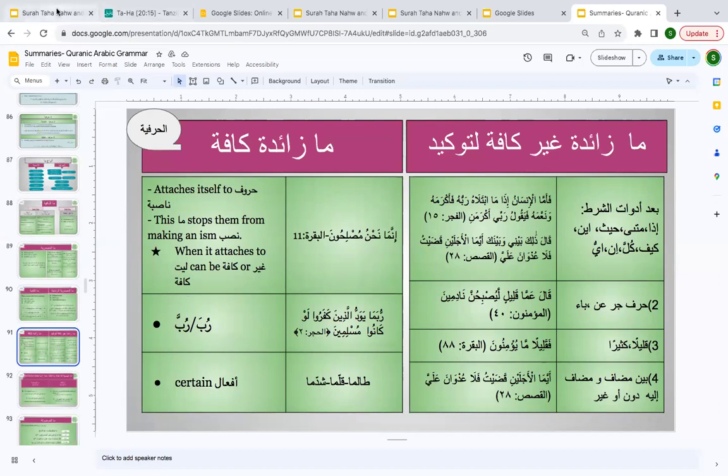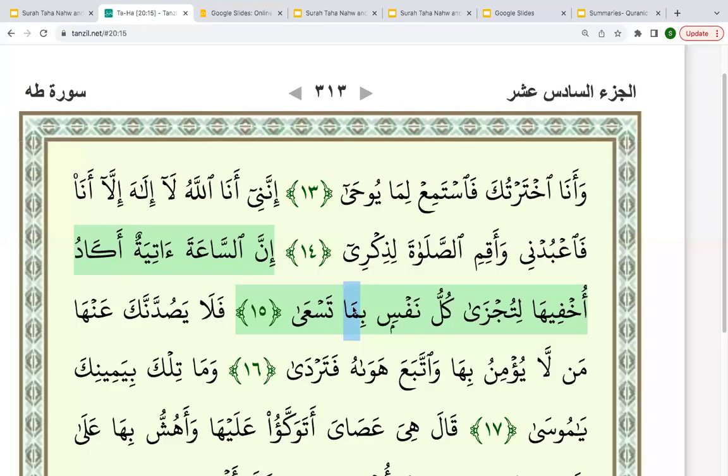Okay. So now tell me, after you have reviewed your ma zaida ghair kafa, and you have also seen a slide for ma zaida kafa, do you all still think that it can be zaida, or you are going to just call it mausula and masdariya? You are going to stick with mausula or masdariya.